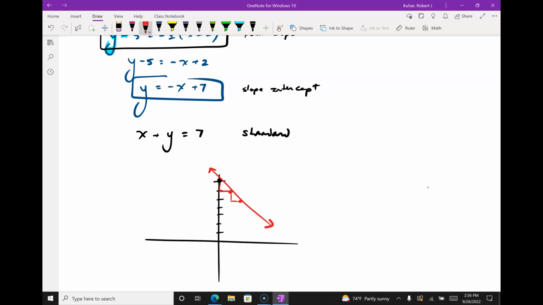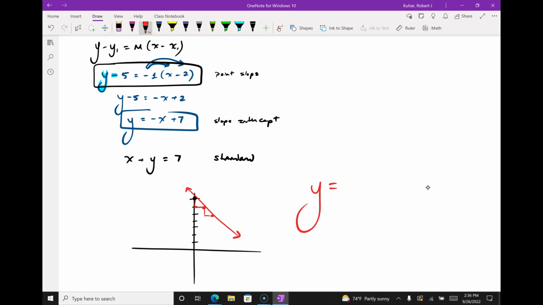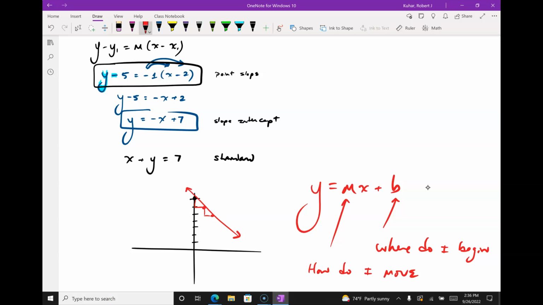I'd like to think of y equals mx plus b as: where do I begin and how do I move? Where do I begin and how do I move? Start on 7, down 1 over 1, down 1 over 1, right? For a negative 1, the slope of negative 1.